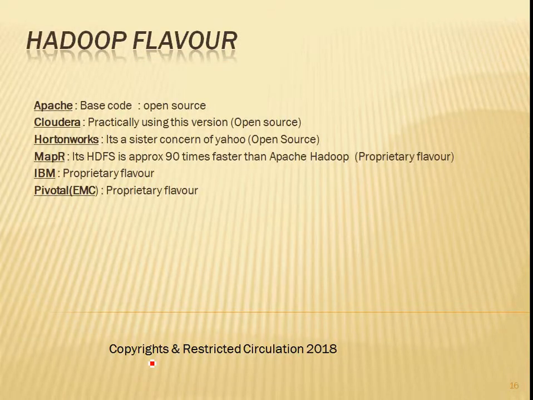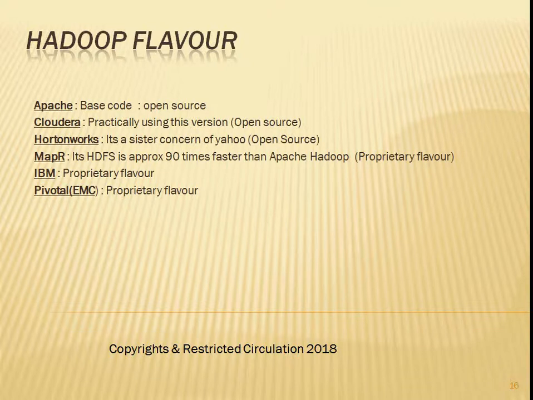Hadoop is available in the market with different flavors like Apache, Cloudera, Hortonworks, MapR, IBM, Pivotal, EMC. Apache is the base code. It's open source. Cloudera is also open source. Hortonworks is also open source. But guys, practically we will use this Cloudera version. Maximum organizations are using Cloudera. Hortonworks is basically a sister concern of Yahoo.